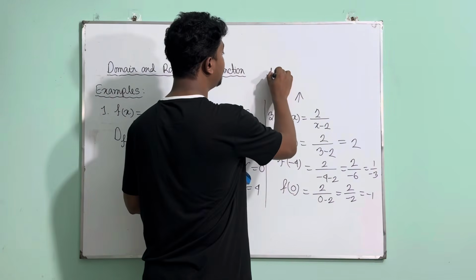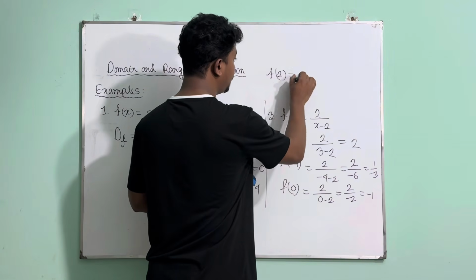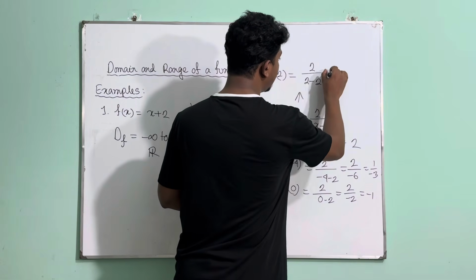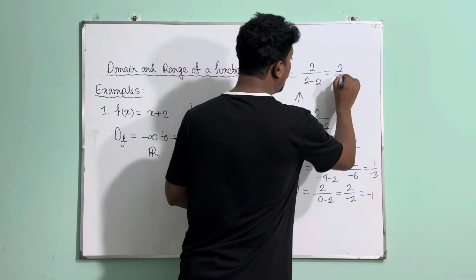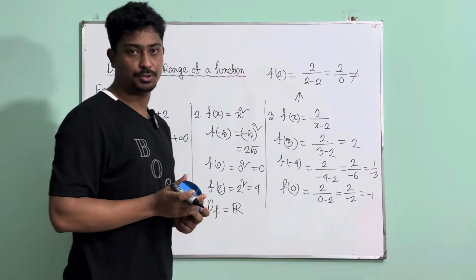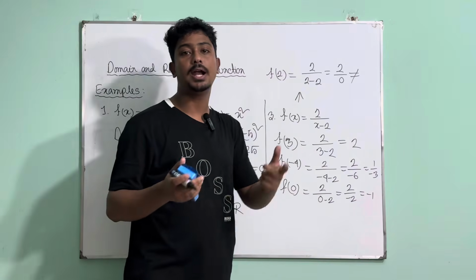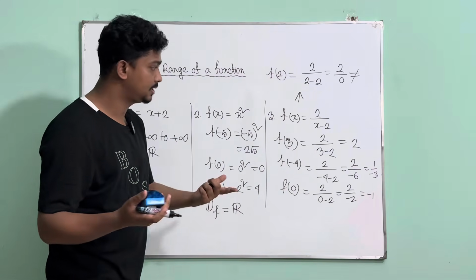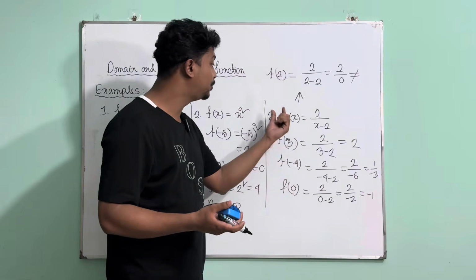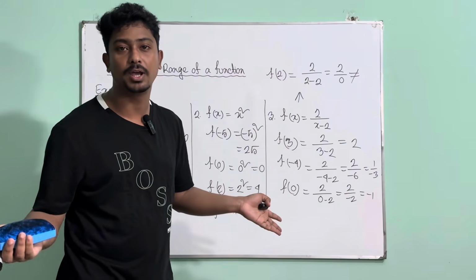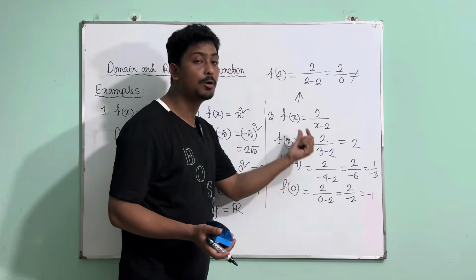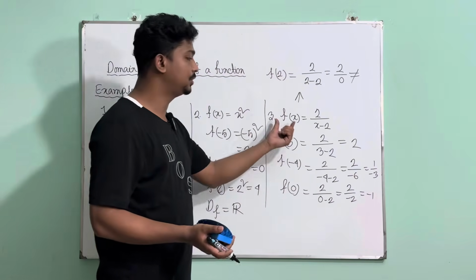What happens if I put 2? If I put 2, then it becomes 2 minus 2, which gives us 2 divided by 0, which does not logically give us any output, because we cannot divide any number by 0. That is undefined. So we cannot put 2 in this function. If we put 2 in this machine, the machine is going to be broken. Basically, we don't get anything. So 2 cannot be in the domain of this function.